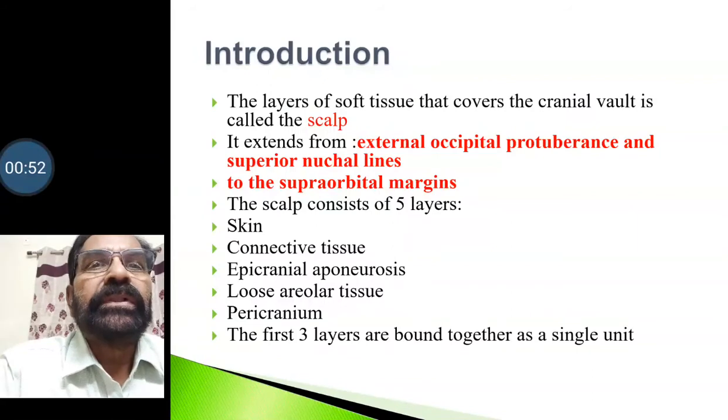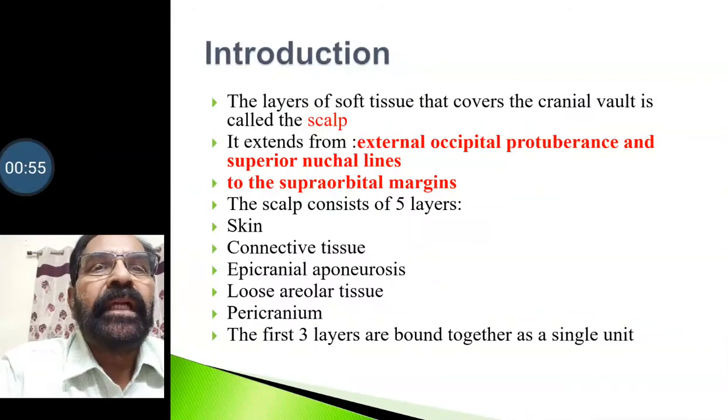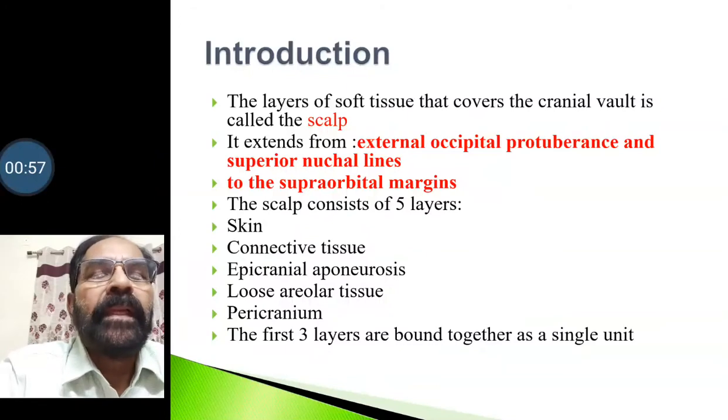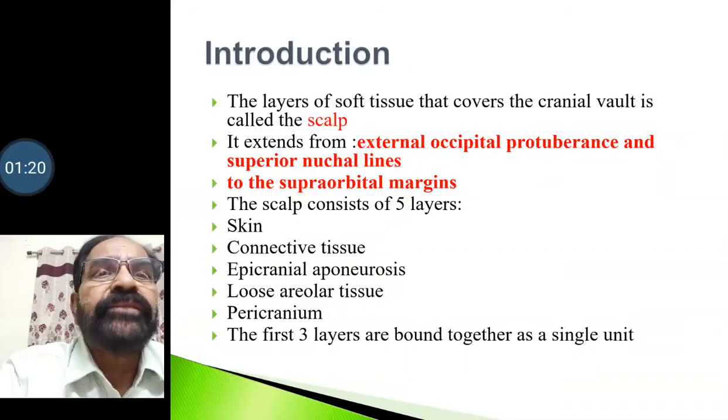The scalp has layers of soft tissue that cover the cranial vault. It extends from the external occipital protuberance and superior nuchal lines in the back to the supraorbital margins in the front.